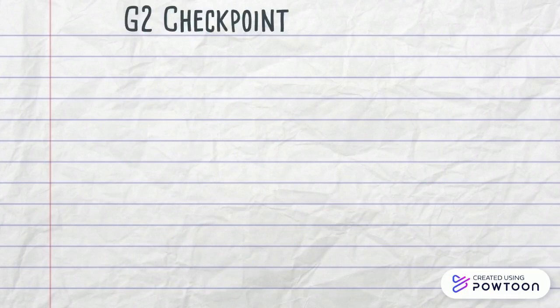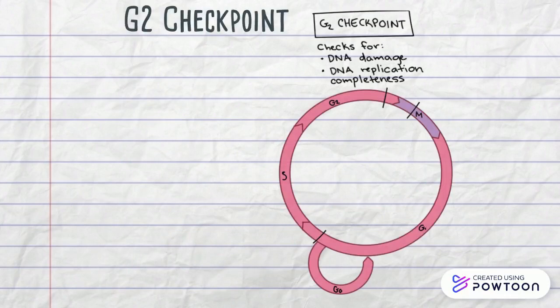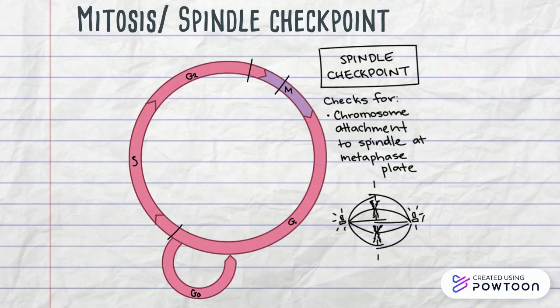The second checkpoint is in the G2 phase, and the cell checks for DNA damage and DNA replication completeness. At the spindle checkpoint, the cell checks for chromosome attachment to the spindle at the metaphase plate.